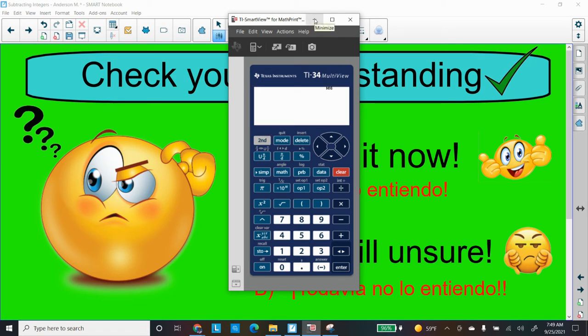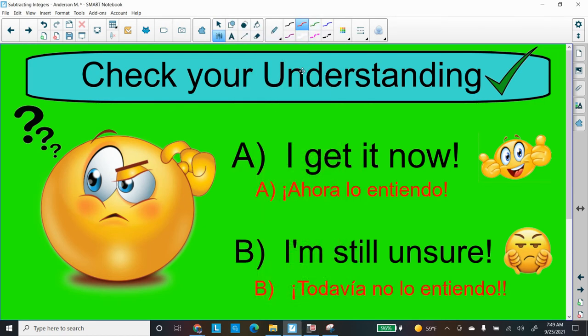I think it works a little bit better than the Desmos calculator when it comes down to dealing with those mixed numbers. So if you're unsure, write down your questions and bring them in. We'll tackle them in class.